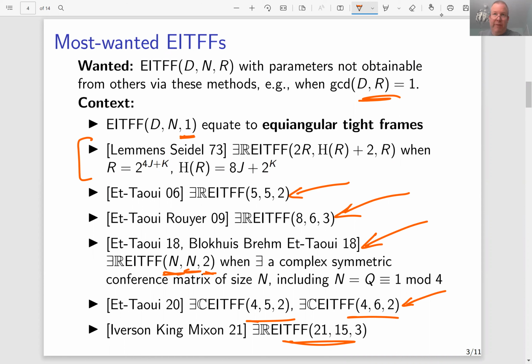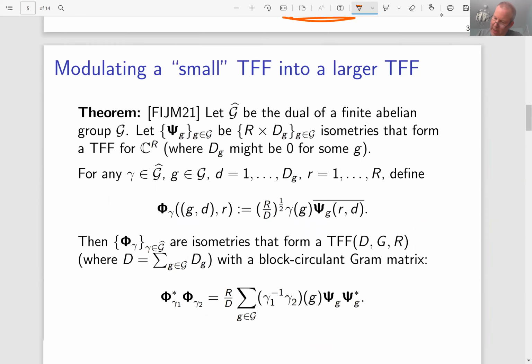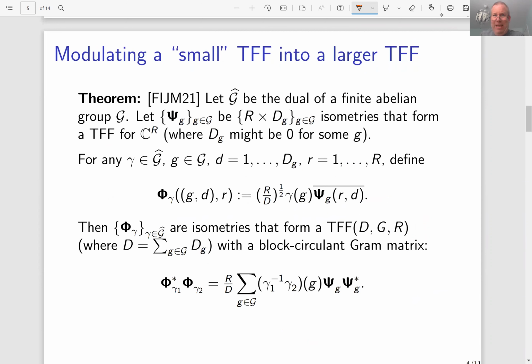And what I'm hoping to convince you of is a more general technique that is obtained by taking a known technique for constructing equiangular type frames, trying to generalize it to the fusion frame setting. And the payoff here is we get a couple new infinite families of EITFFs to add to this list. Okay, so the idea is sort of a generalization of this concept of what's called a difference set. And I'll come back to this in a moment.